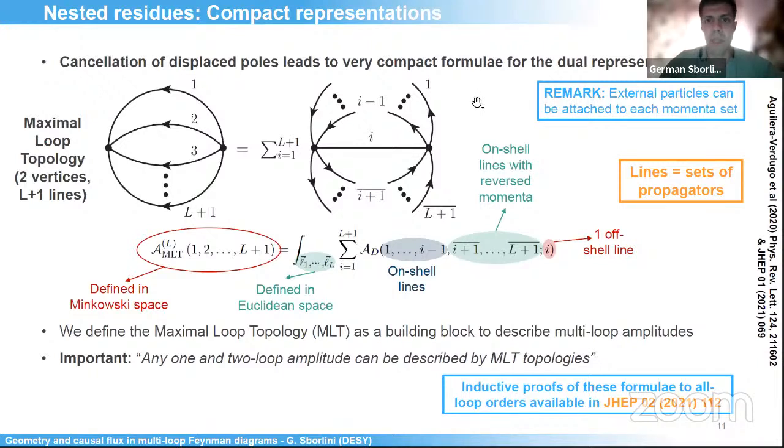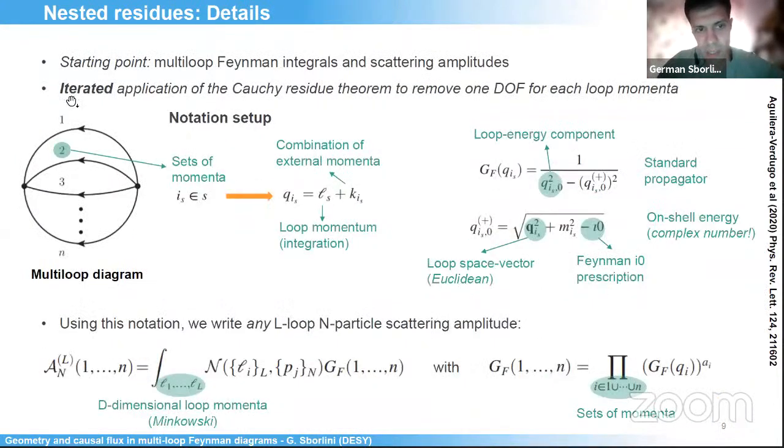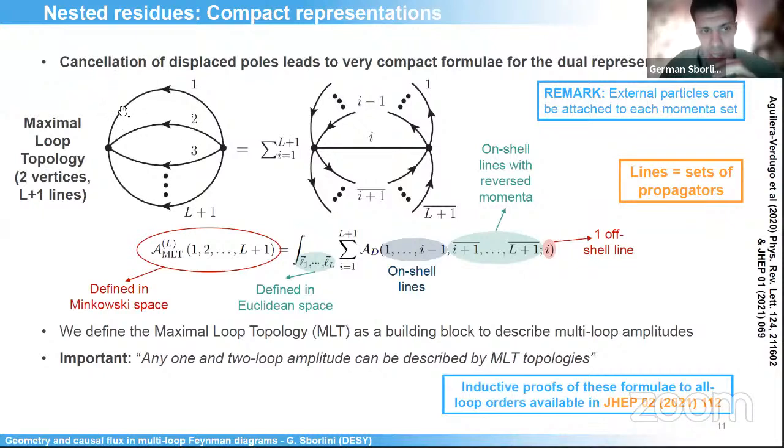The other discovery that we made last year is that thanks to this cancellation of displaced poles, the formulas that we are getting for the dual representation are very compact. For instance, we consider this, the so-called maximal loop topology, that essentially contains two vertices and L+1 lines or sets of lines. This means, by using the notation introduced here of sets of momenta, each line here can have attached an arbitrary number of external particles, and this decomposition will be valid.